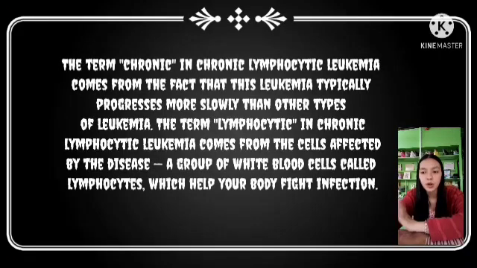So, yung term na chronic naman is hindi siya katulad ng acute or ng ibang term na mabilis. Yung chronic is slowly lang siya, slowly type ng leukemia. Yung term na lymphocyte, yun yung cells na affected by the disease. Ito yung group ng white blood cells, WBC, na tinatawag na lymphocytes. Nagtutulong siya sa katawan natin to help the body fight infection.